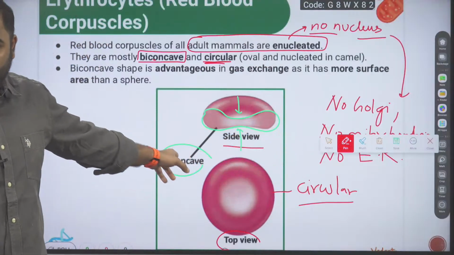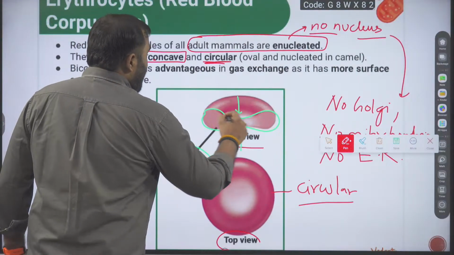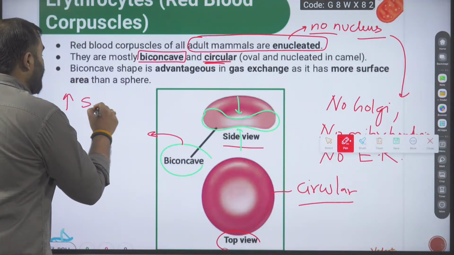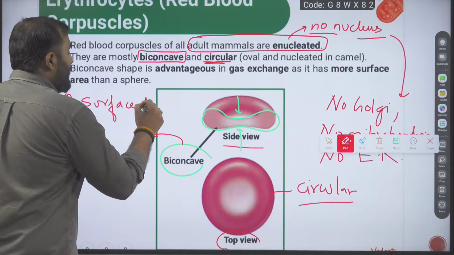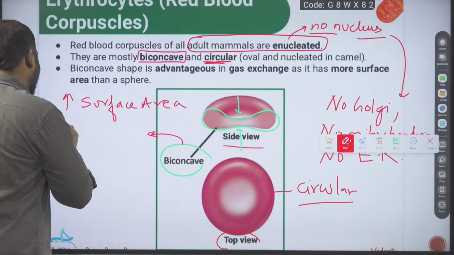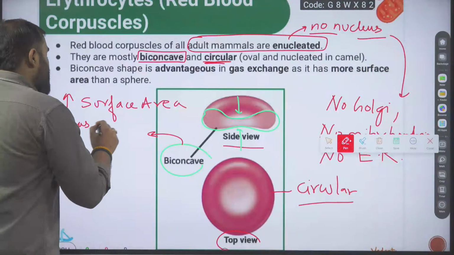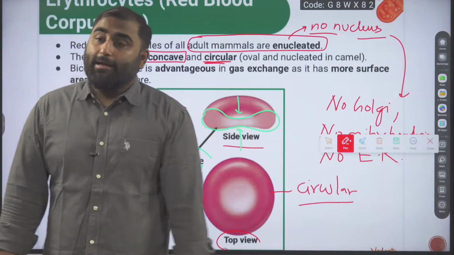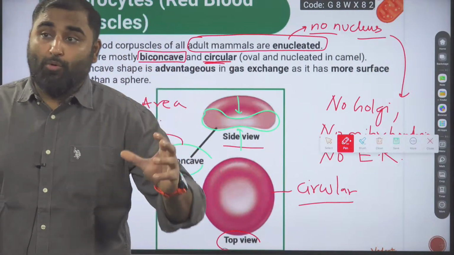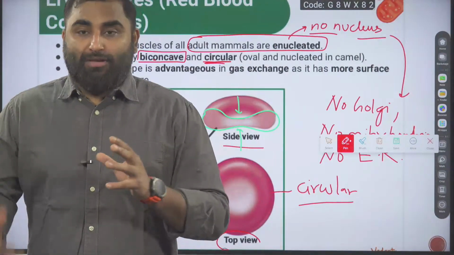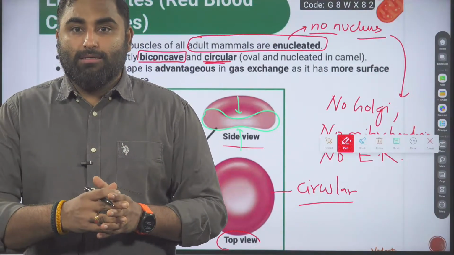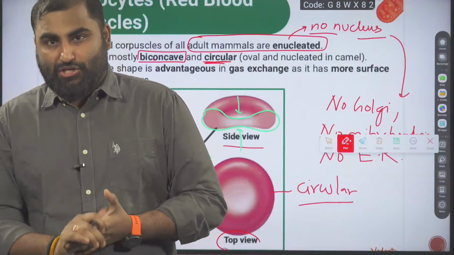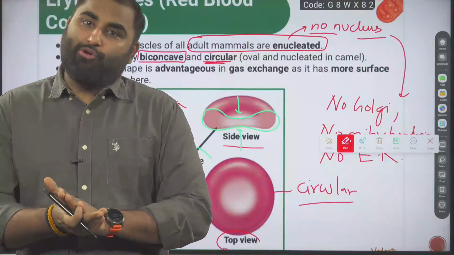Why is it biconcave? Biconcave surface helps in increase in surface area for gas exchange. So basically your RBC is carrying hemoglobin inside. Hemoglobin is transporting oxygen. So first of all, you remove the organelles to keep more hemoglobin. Hemoglobin is going to carry the gases, oxygen and CO2 both.